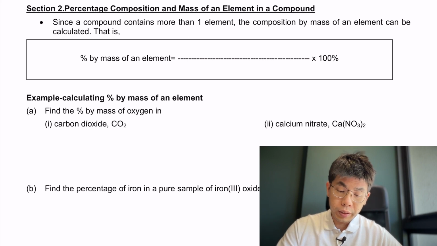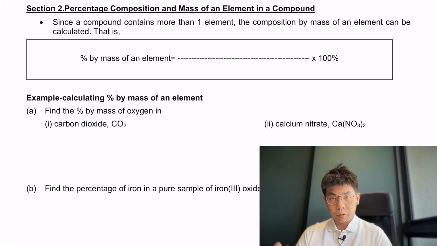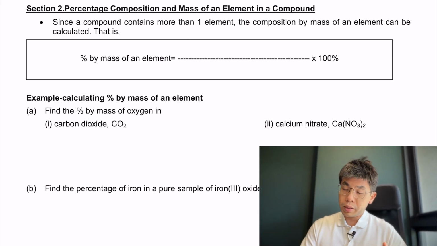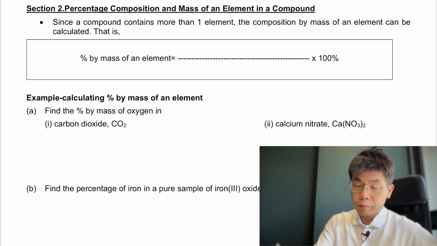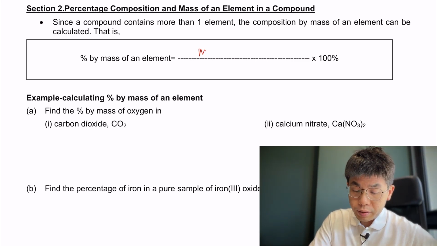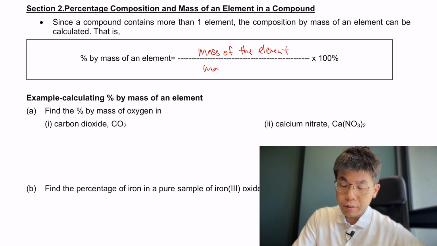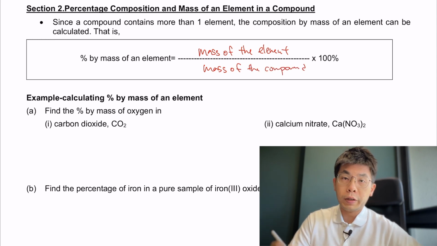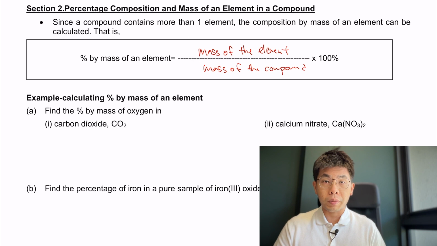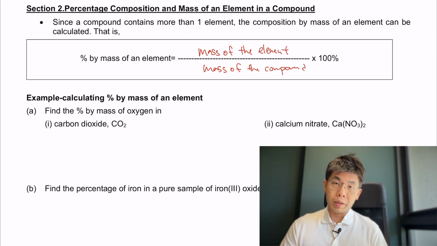So if you can see over here, when a compound contains more than one element, the composition of the mass of the element can be calculated by using the mass of the element divided by the mass of the compound. So how do we find out the mass of the element and the mass of the compound? What we're looking at is actually the molar mass, or the MR.